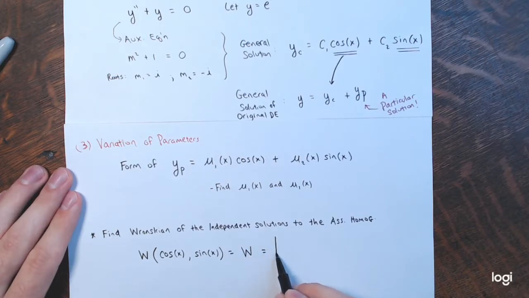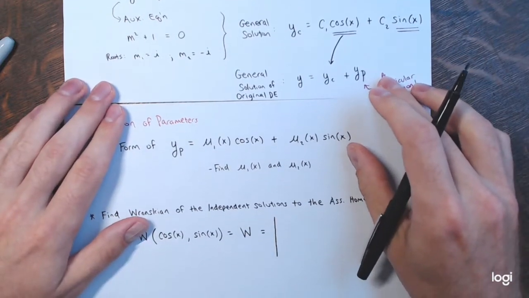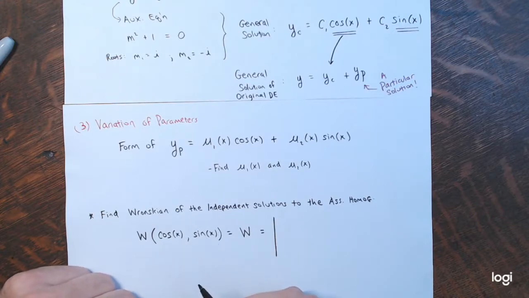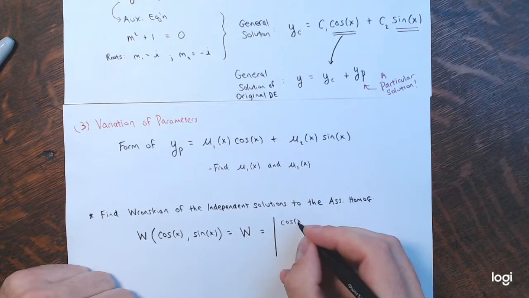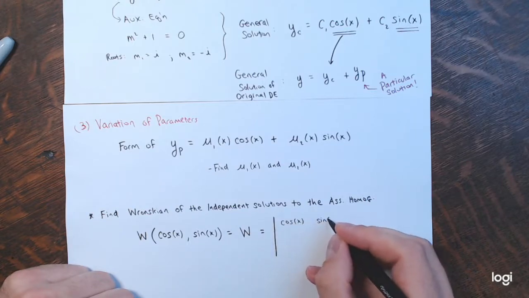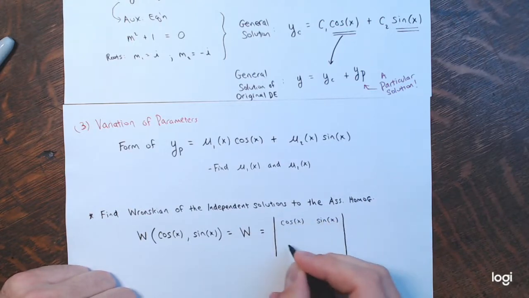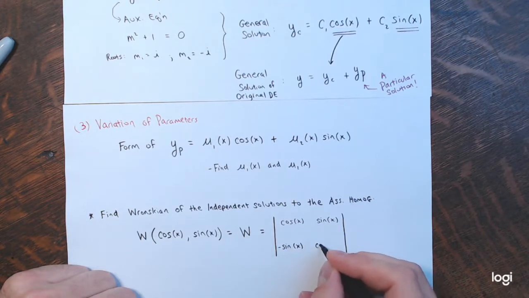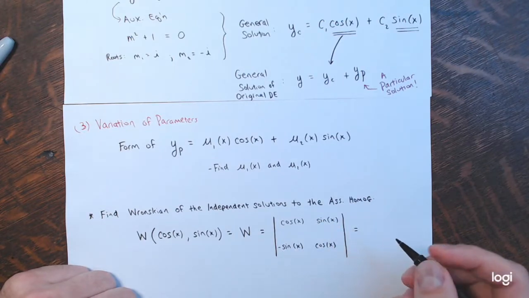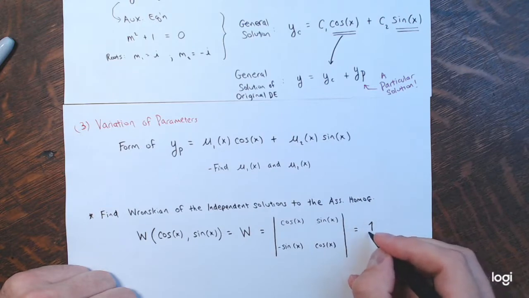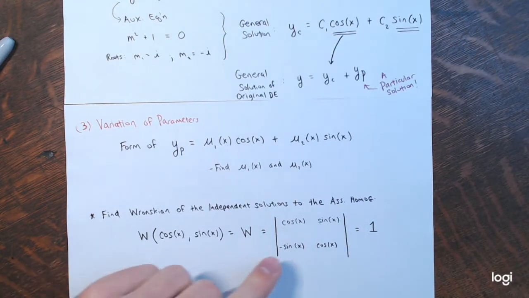And this was the determinant of a matrix. In this case it would be a 2 by 2 matrix, where in the first row I write those two functions, cosine x, sine x, and then in the second row I write their first derivatives, negative sine x and cosine x, and this would be cosine squared plus sine squared. And for any x, that's going to be equal to 1.